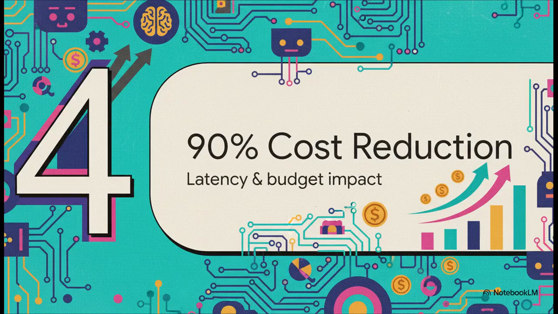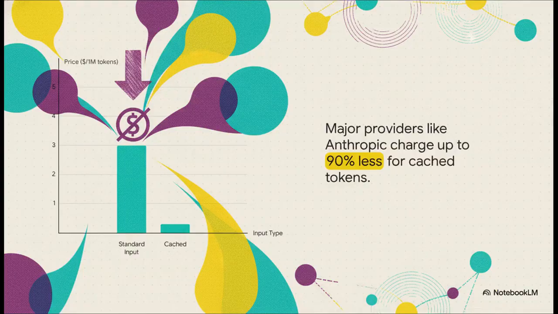All right, now for the really fun part, the 90% cost reduction. Let's talk about the real-world impact this has on your speed and, maybe more importantly, your budget. Because we're not talking about some small incremental improvement here. This is a total game changer. I mean, the cost savings are just staggering. Take a look at this.